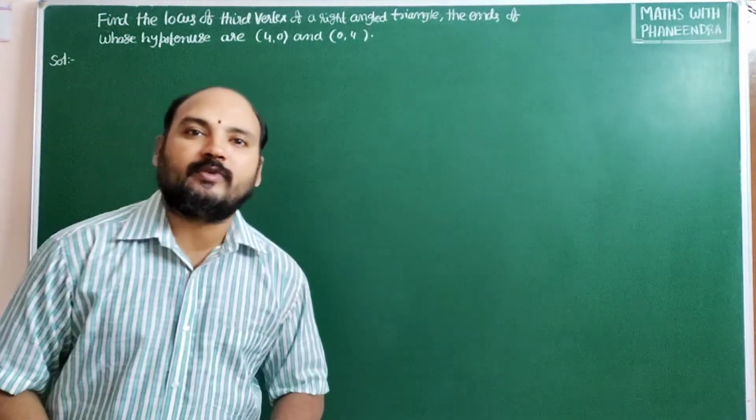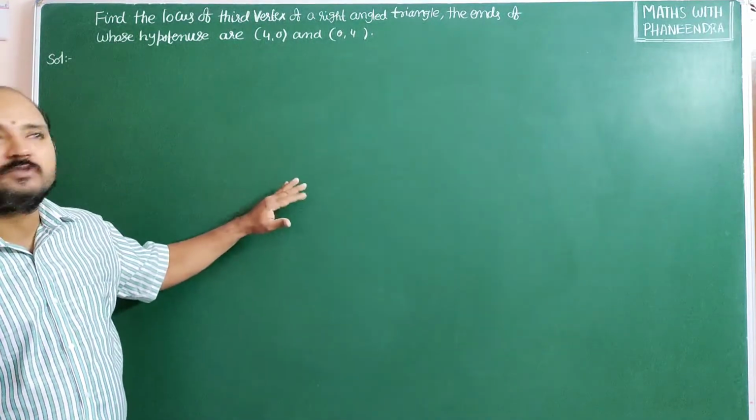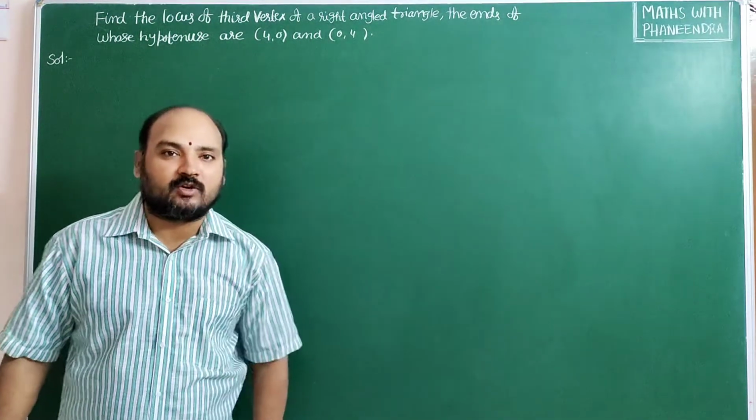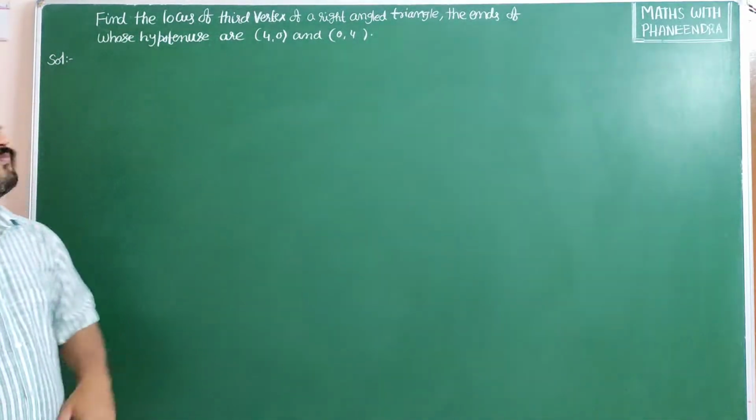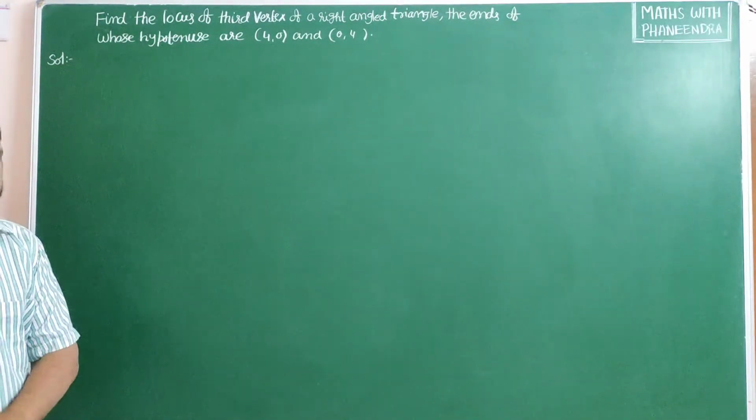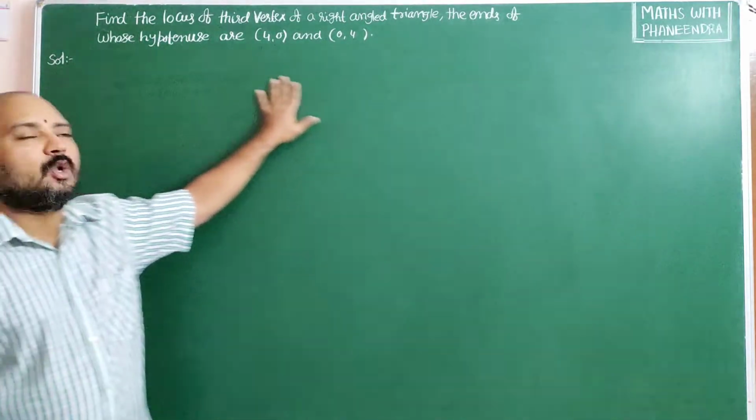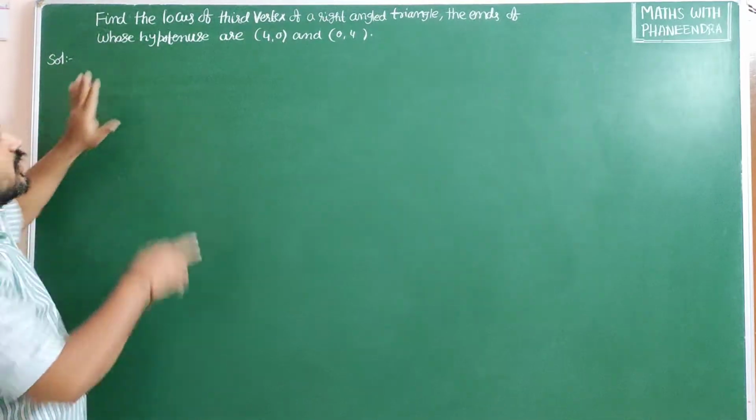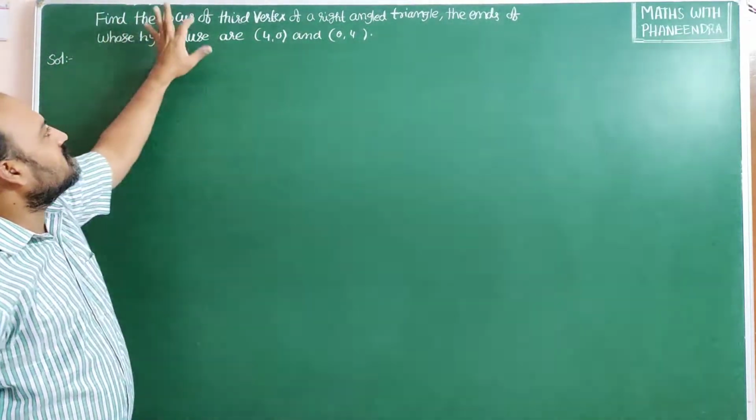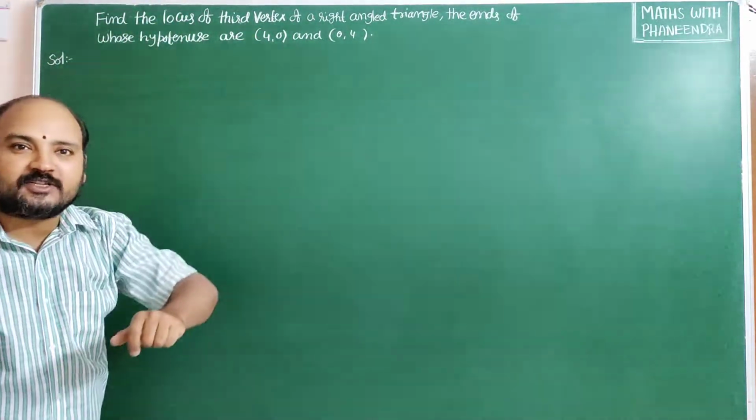In this video, we are going to discuss the locus problems which are related to the right angled triangle concept. Like previous videos, we are doing the first step of locus. Let us consider any point on the locus, that is P of x comma y. According to this question, find the locus of the third vertex.